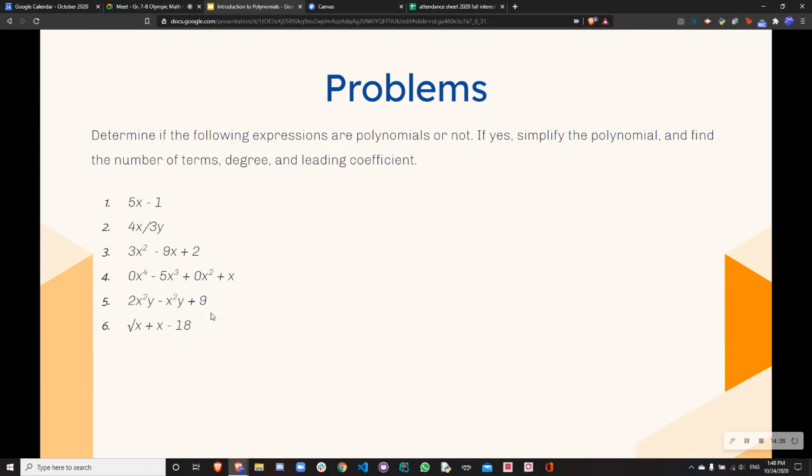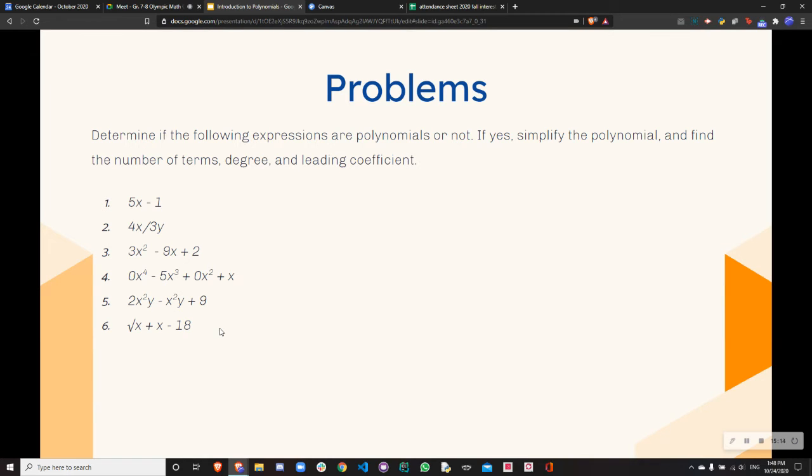How about question 5? Is that a polynomial? It is a polynomial, yeah. Here, even though we see x squared y, we can have multiplication of variables, right? We just can't have division of variables. So this would count as a polynomial. Now we have to simplify it. We notice that we have 2x squared y, and we also have x squared y over here. So that means we can subtract the two. So this would just become x squared y.